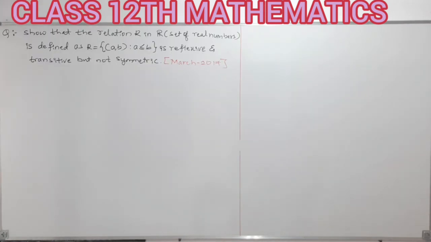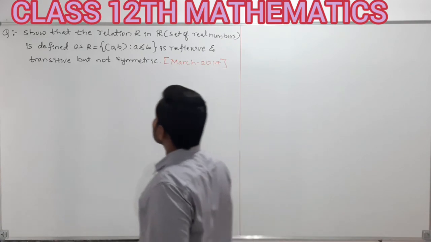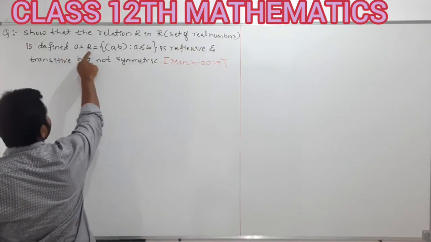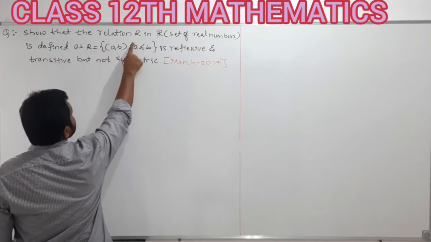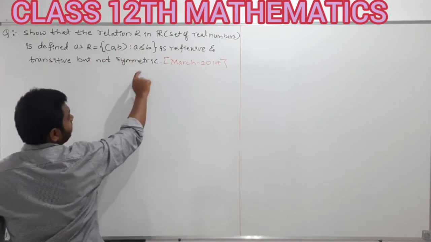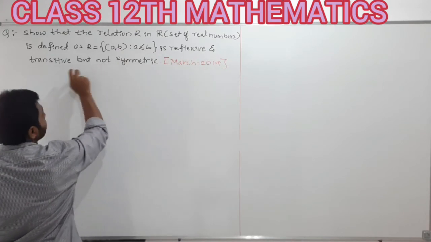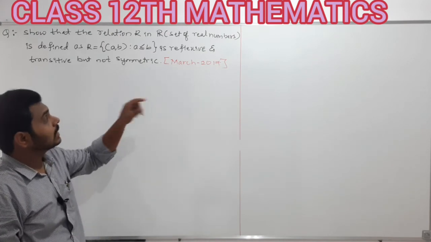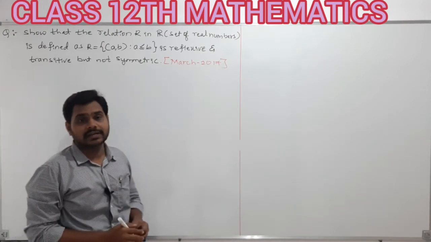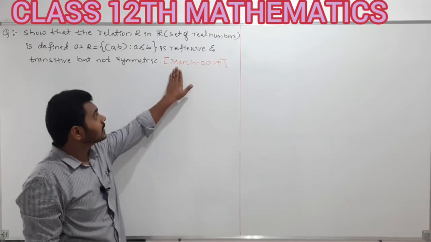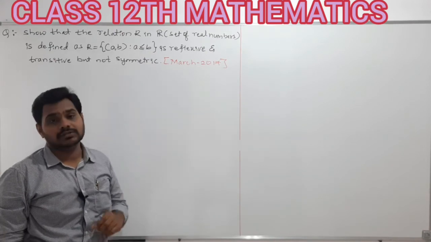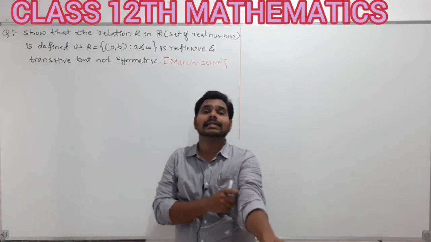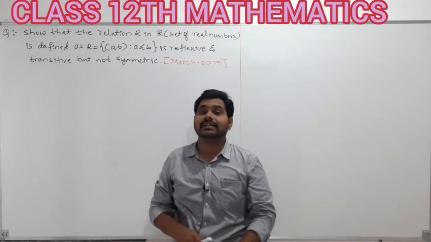The next question, my dear students, I wrote on the board: show that the relation R in the set of real numbers, defined as R equals {(A, B) such that A is less than or equal to B}, is reflexive and transitive but not symmetric. That we should show. This question was also asked in your Karnataka PU board annual second PUC examinations in March 2017. Such questions are very helpful; you can easily solve them in your annual examinations.